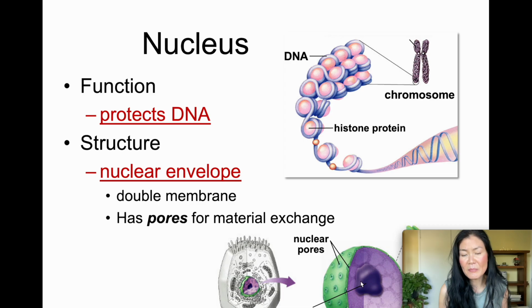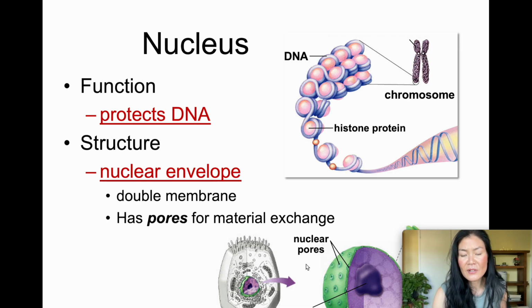Like what's made in the nucleolus are ribosomes, and the ribosomes are not found in the nucleus, right? The ribosomes are synthesized in the nucleolus, but they have to come out, and they're going to be floating in the cytoplasm, or they're going to be attached to the rough ER.